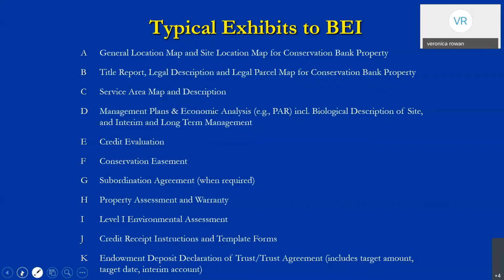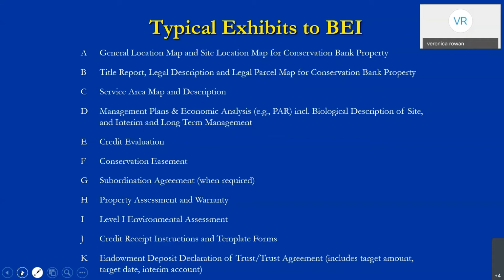So just a couple of things I wanted to point out. First of all, these are all things that are based on the California model. Some of these items may or may not be necessary in some of the other regions, but I'm guessing that all of these things are pretty typical. Of course, you want to know where everything is, where the bank is, what the service area is. That's where the map is, where the credits can be accepted for the impacts. The credit evaluation is the biological and rational basis for the amount of credits that are in the bank.